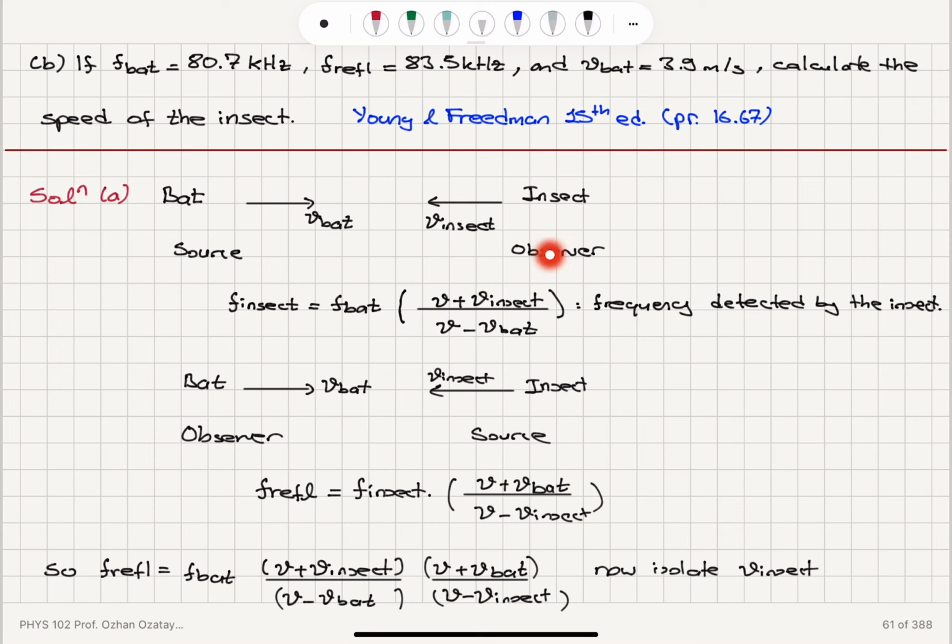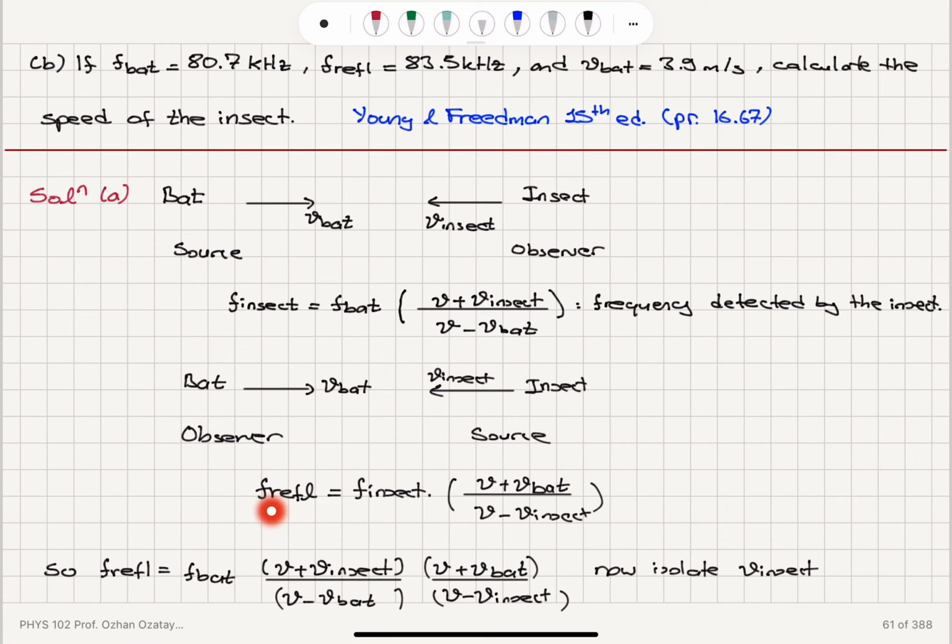If the source is moving towards the observer, the wavelength is decreasing. If the observer is moving towards the source, the detected propagation speed of the waves is increasing. We have this formula, and this will be applied twice. We will just change the roles of the observer and the source. So first the source is bat, second the source is insect. First the observer is insect, second the observer is bat.